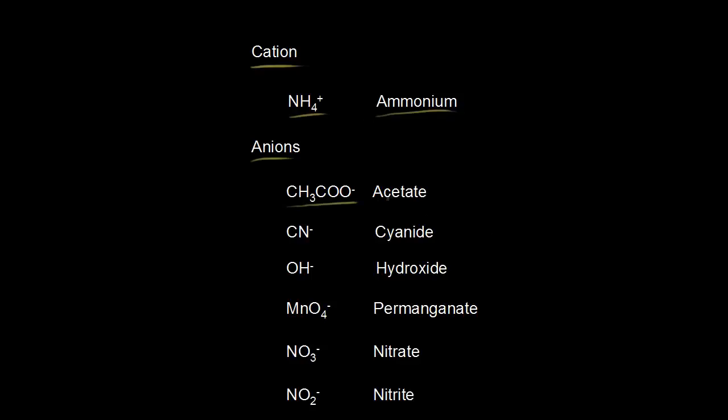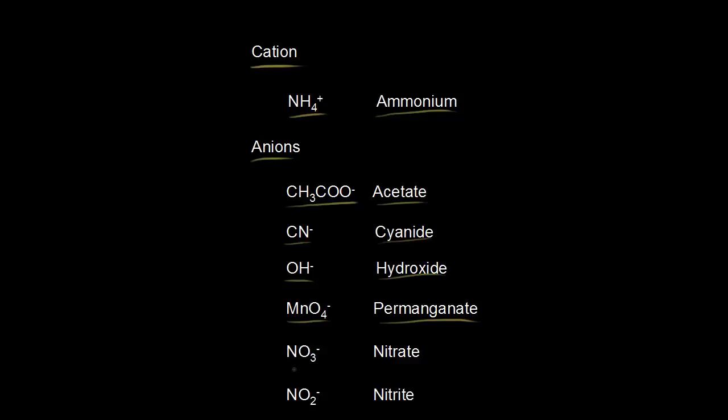CH3COO minus is the acetate anion. CN minus is the cyanide ion. OH minus is the hydroxide anion. MnO4 minus is the permanganate ion.